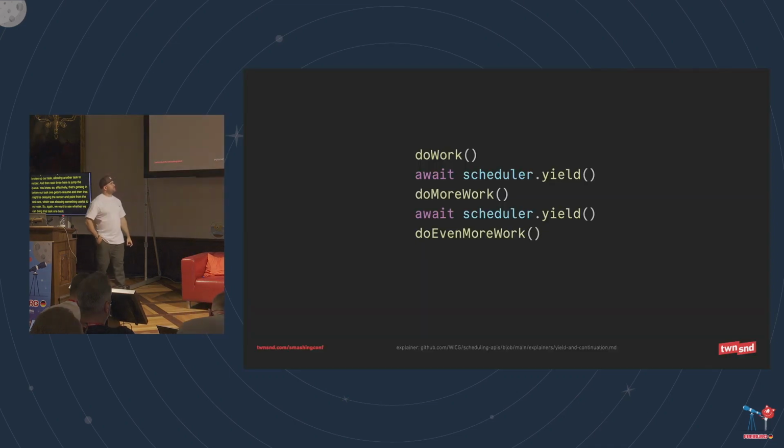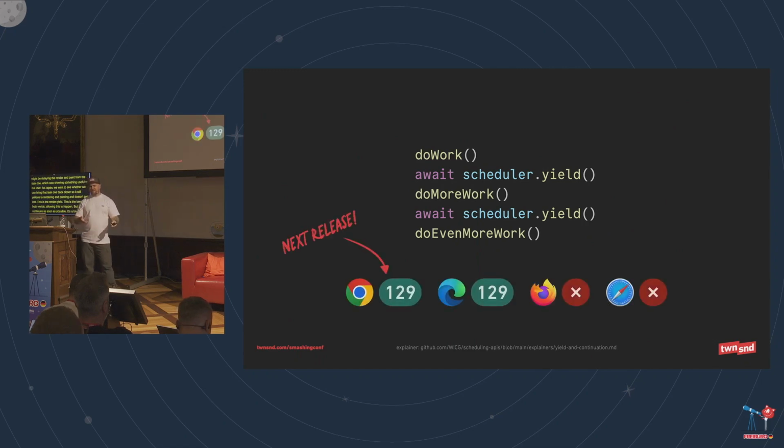And that's where the scheduler.yield API comes in. So this gives the best of both worlds. It yields to the main thread, allowing this to happen, but then it continues as soon as possible. It's a lovely, simple API, as you can see. Unfortunately, it is only in the next release of Google Chrome.